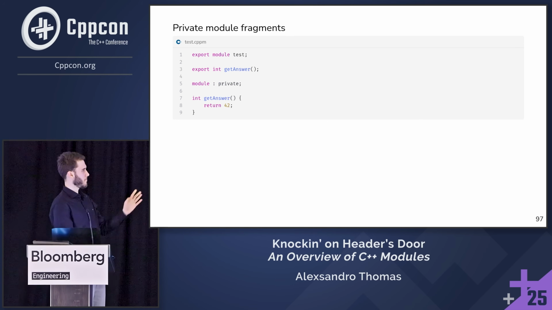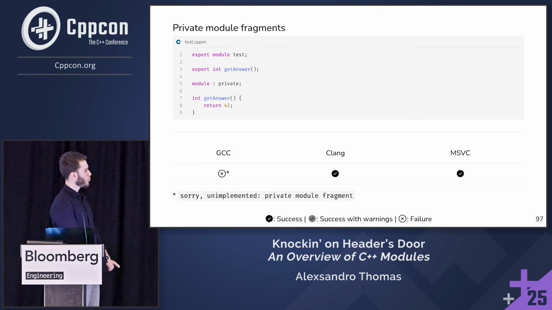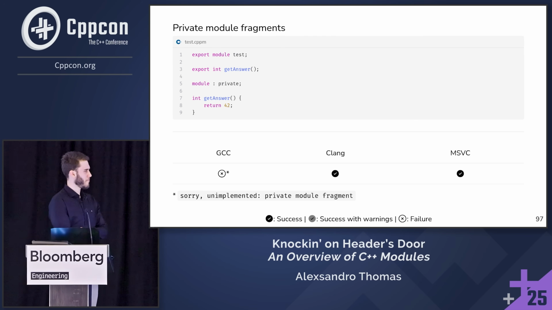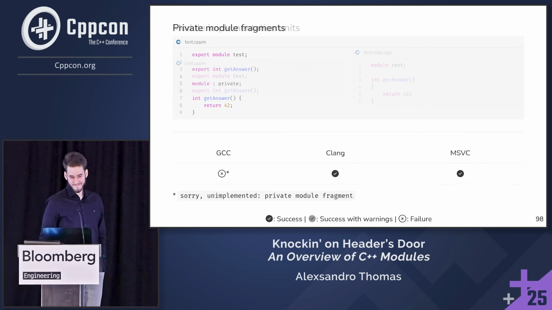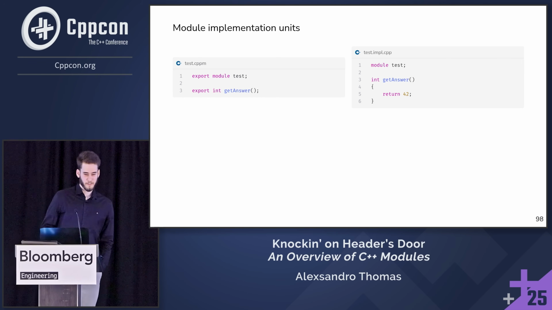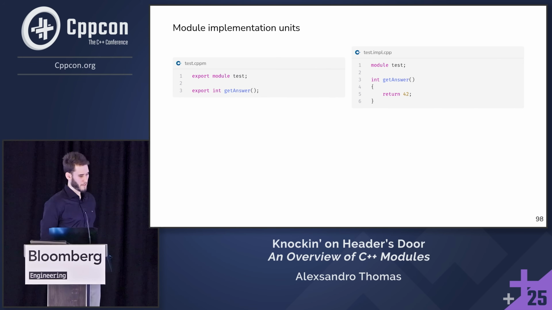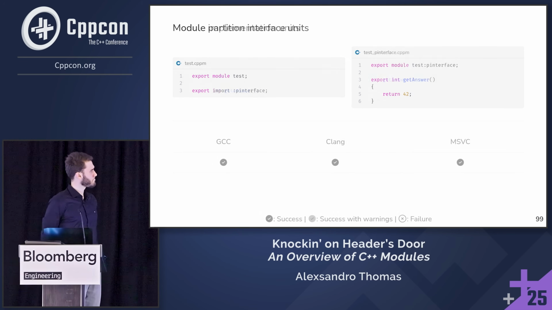Private module fragments, which just allow you to break the declarations and definitions, do not work on GCC. And I feel like for the first time in my career, I had the compiler saying sorry to me instead of me saying sorry to the compiler. So that's great. Module implementation units are similar to what a private module fragment does, but this actually happens to work on every compiler, so you can still do that, but just not in the same file.